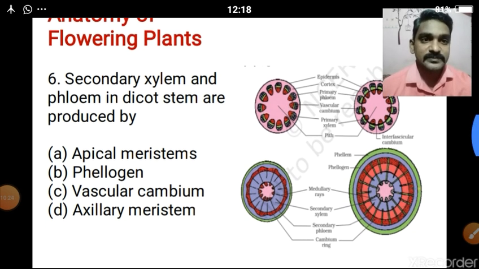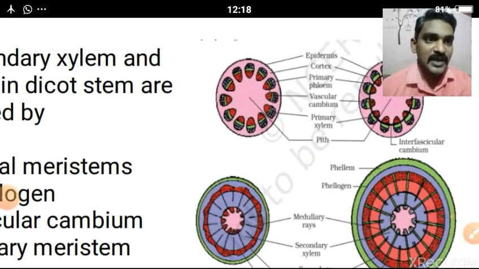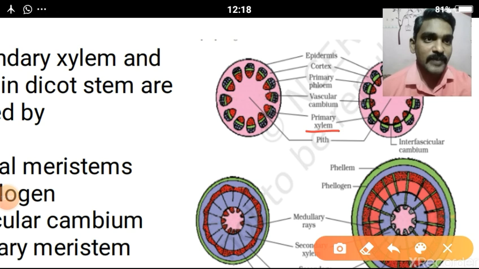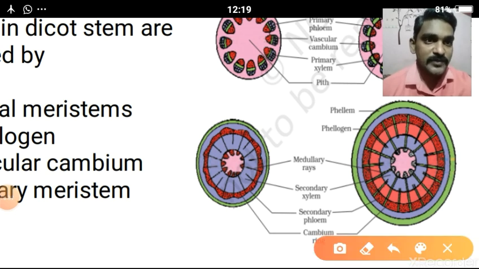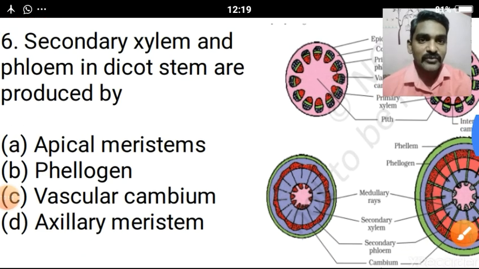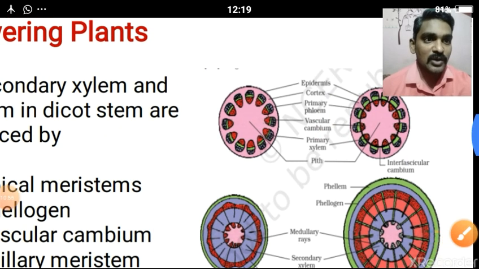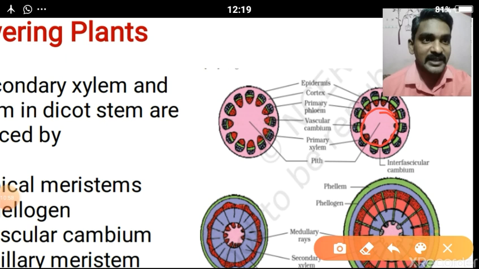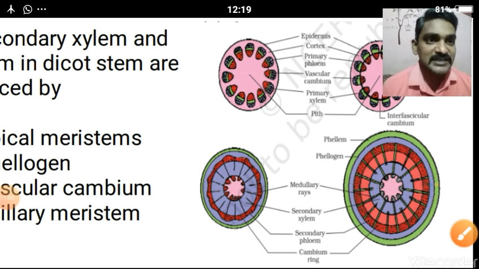So you can see here, in the first diagram they have given the primary xylem and primary phloem. Whereas in the second, after the secondary development, you can see secondary growth, secondary xylem as well as secondary phloem are forming. From where is it forming, that is the question here. It is forming from the vascular cambium. From the vascular cambium only they are forming. You can clearly see the vascular ring, the blue color ring inside, right? From the ring only they will be slowly developing and forming the secondary xylem and phloem.